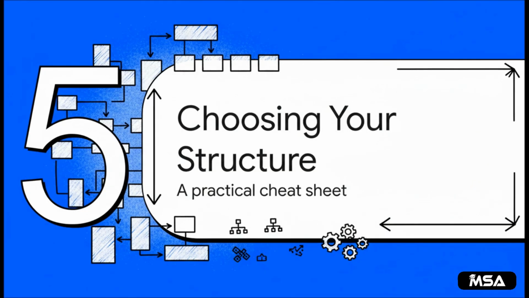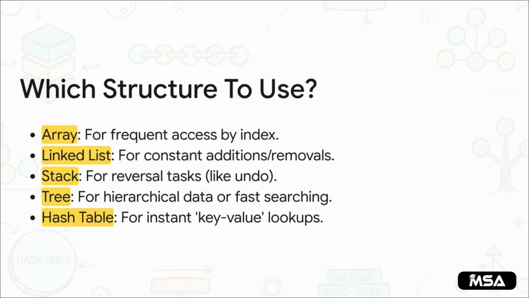Okay, let's pull it all together now. We know the structures, we know how to measure them, so let's make a simple, practical guide for when you should use each one. Here it is, the main takeaways. If you need to grab things by their position all the time, use an array. If you're constantly adding and removing stuff, a linked list is your best friend. For anything that involves reversing actions, like an undo button, go with a stack. For anything with a hierarchy, or if you need super fast searching, a tree is the way to go. And for those instant dictionary-style lookups, a hash table is simply unbeatable.